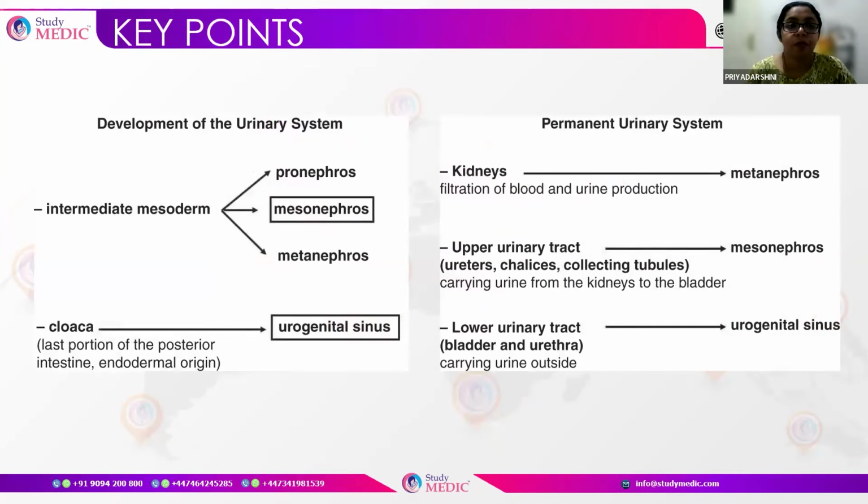So in a nutshell, the key points to be remembered are, it is the intermediate mesoderm which gives rise to pronephros, mesonephros and metanephros. The cloaca is going to give rise to the urogenital sinus. Coming to the permanent urinary system, it is the kidneys which are going to be formed from the metanephros, where the main urine production is going to take place, and the upper urinary tract is going to be formed from the mesonephros. That is, by upper urinary tract we mean the ureters, the calyces and the collecting tubules. Whereas the lower urinary tract, the bladder and the urethra, is going to arise from the urogenital sinus.